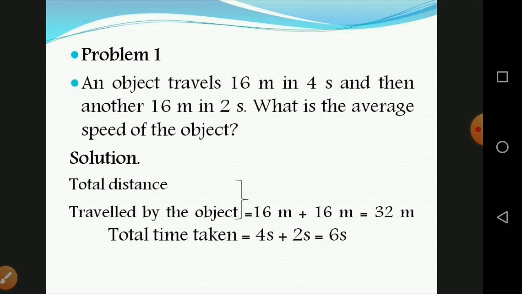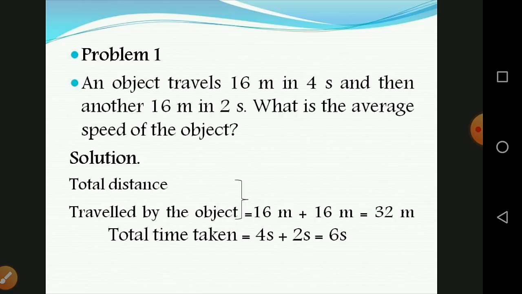Problem number one. An object traveled 16 meters in 4 seconds and then another 16 meters in 2 seconds. What is the average speed of the object? So to find the average speed of the object, first, the given solution.